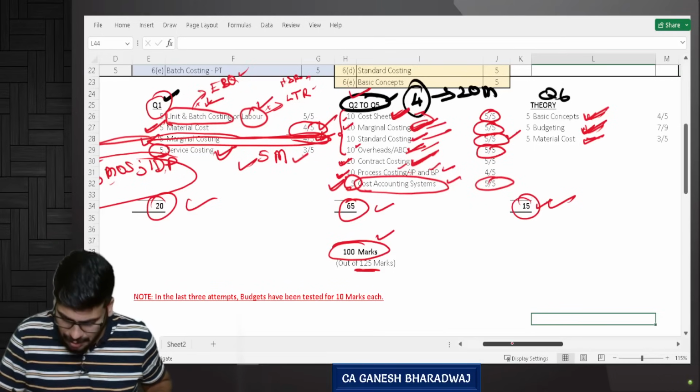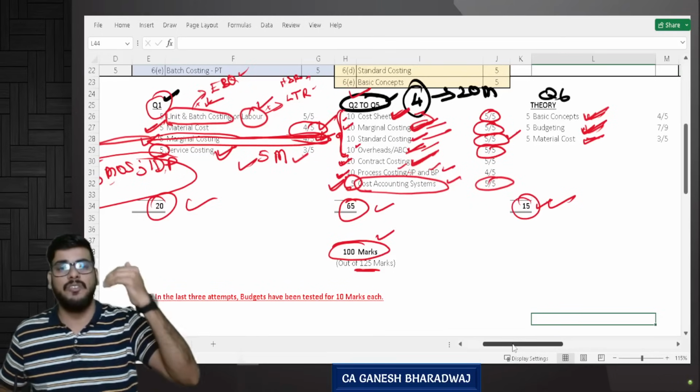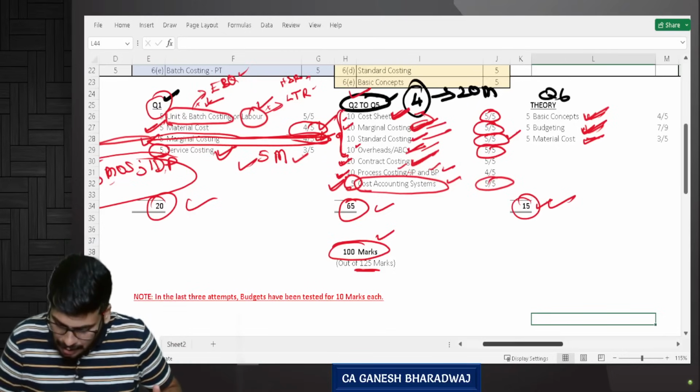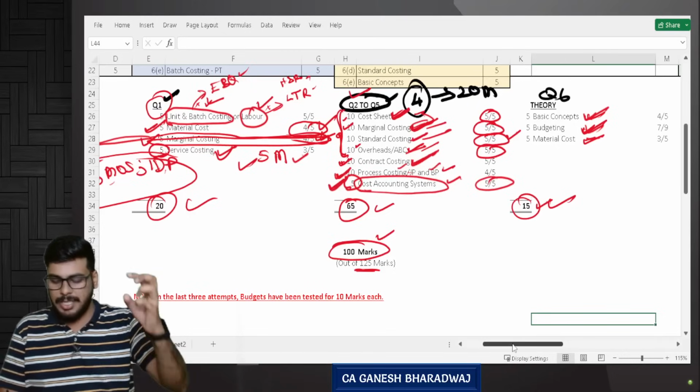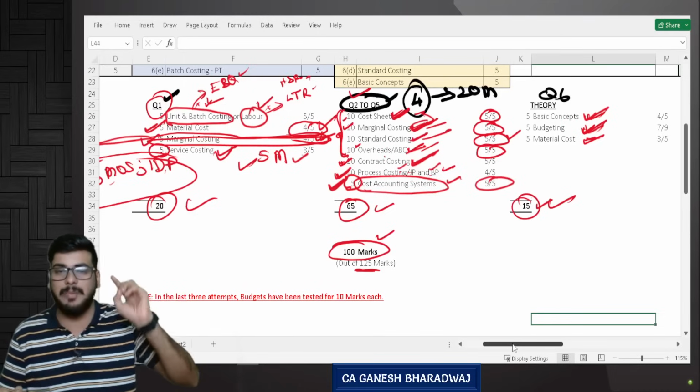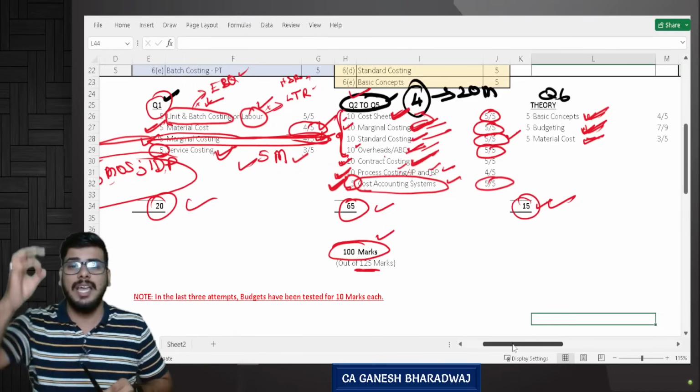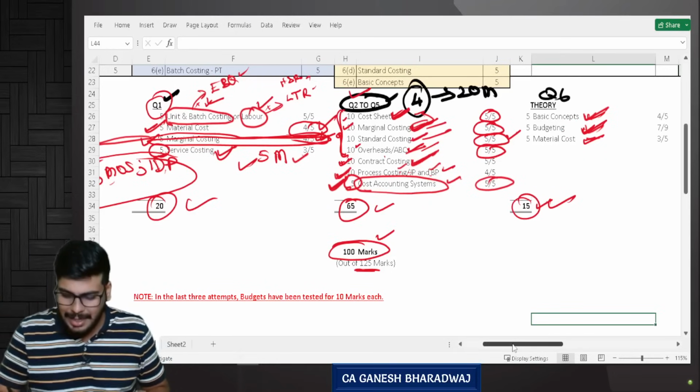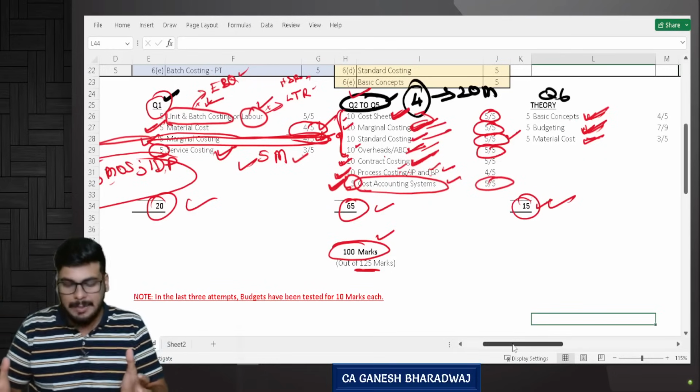Most importantly, first cover these 5 chapters, 40 marks guaranteed. Then cover these 3 chapters: process costing, joint and by products, cost accounting system. Then contract costing, process costing, joint and by products. Another 3 chapters, exemption guaranteed, right? Then you can do all the remaining concepts, remaining chapters.